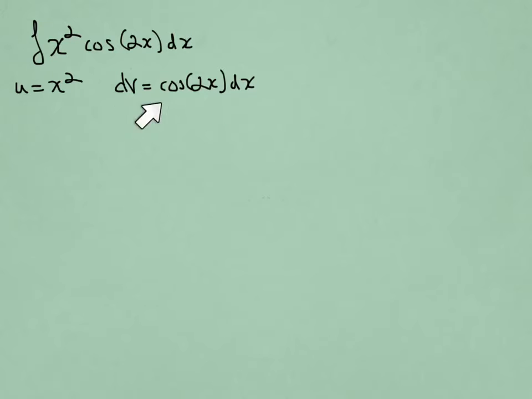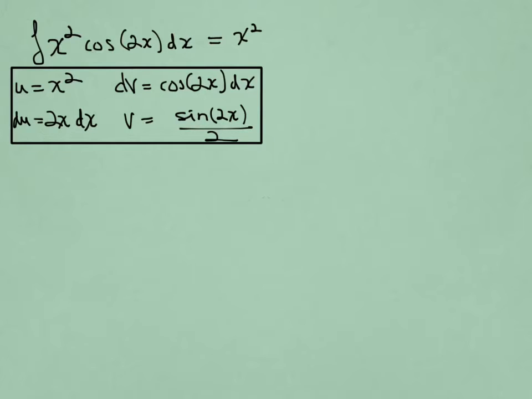So if dv is a differential, it should have dx in it. I now differentiate to find du, it's 2x times dx. And I then integrate to find v. So I have to integrate cosine of 2x. That should be sine of 2x. If I differentiate sine of 2x, I'll get a factor of 2, and I don't want that extra factor of 2 there, so I better divide by 2.